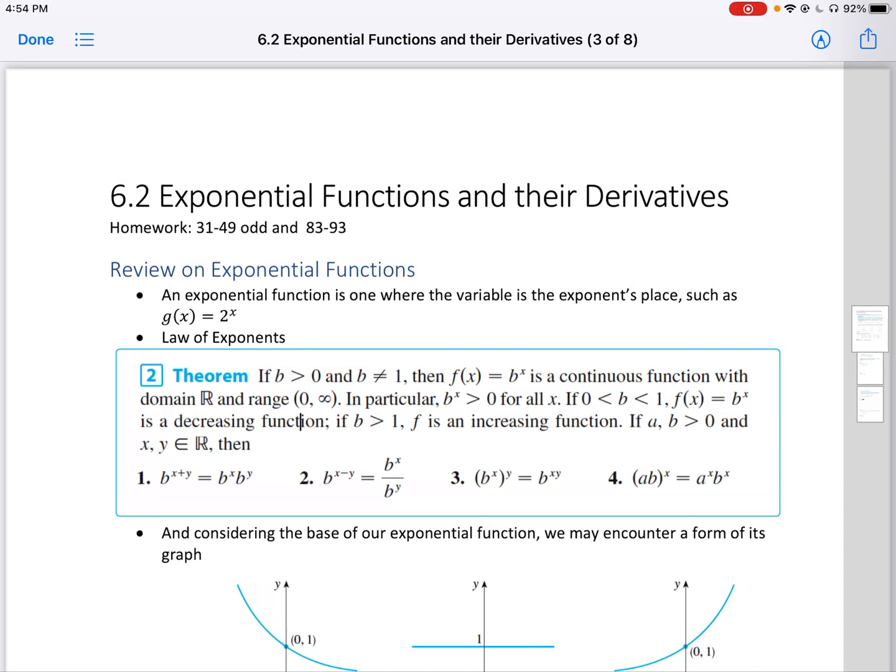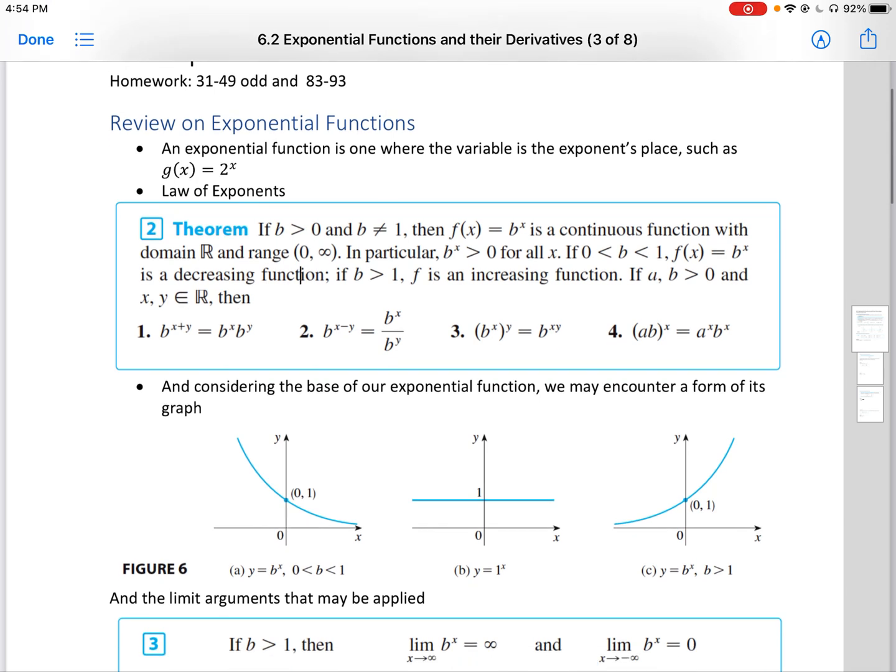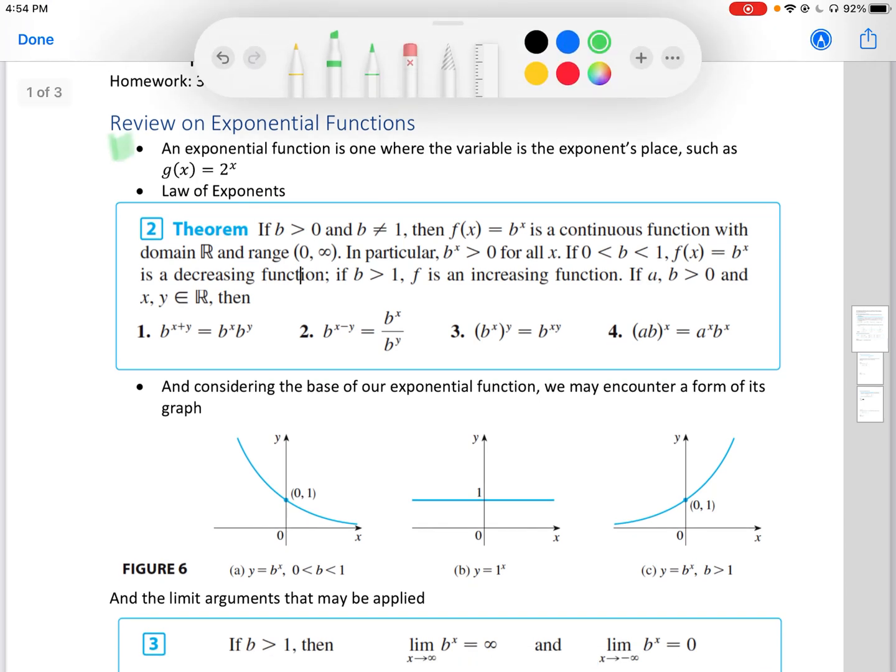Section 6.2, Exponential Functions and their derivatives. To begin, let's review some basic concepts about exponential functions. An exponential function is one where the variable is in the exponent's place, such as g of x equals 2 raised to the x power.